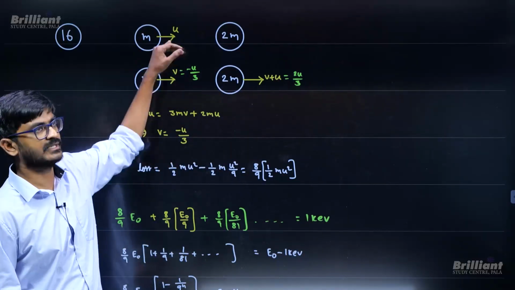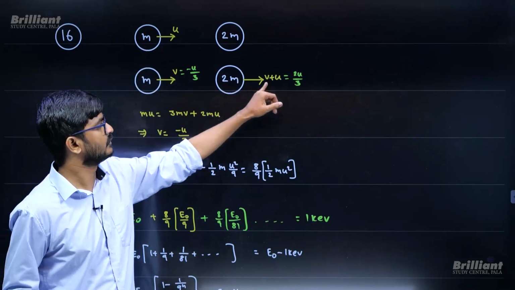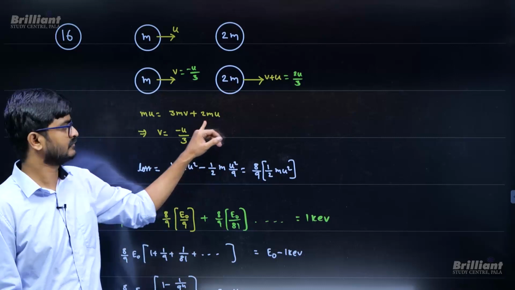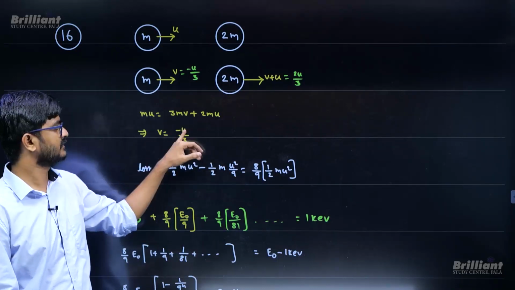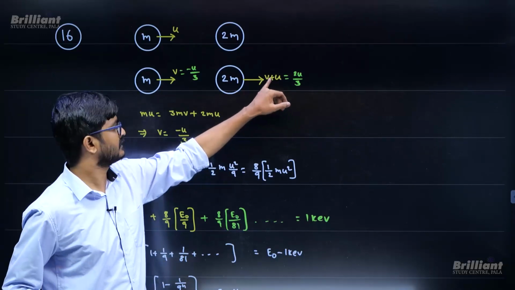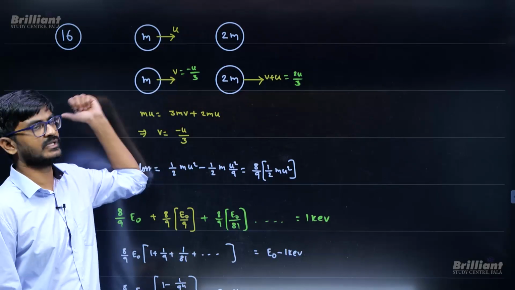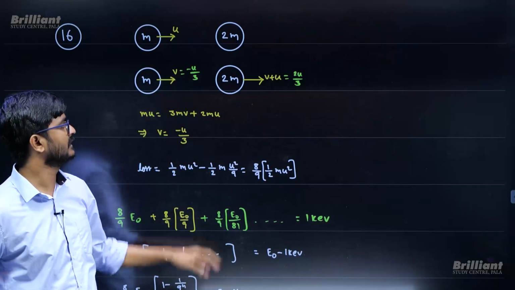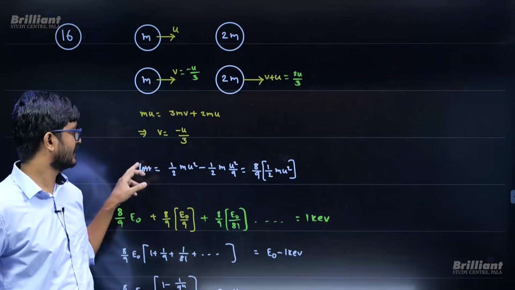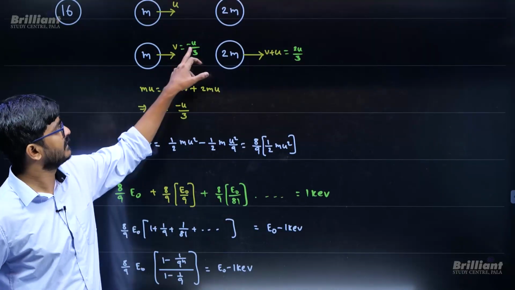I will be applying momentum conservation. Initial momentum is mu, final momentum is mv plus 2m times (v plus u). When I solve, I get v is minus u by 3, and the other velocity is u minus u by 3, which is 2u by 3. The minus sign means it will be going in the backward direction. Anyway, that does not matter to me. I just want the final kinetic energy. Final kinetic energy turned out to be half m (u by 3) whole square.